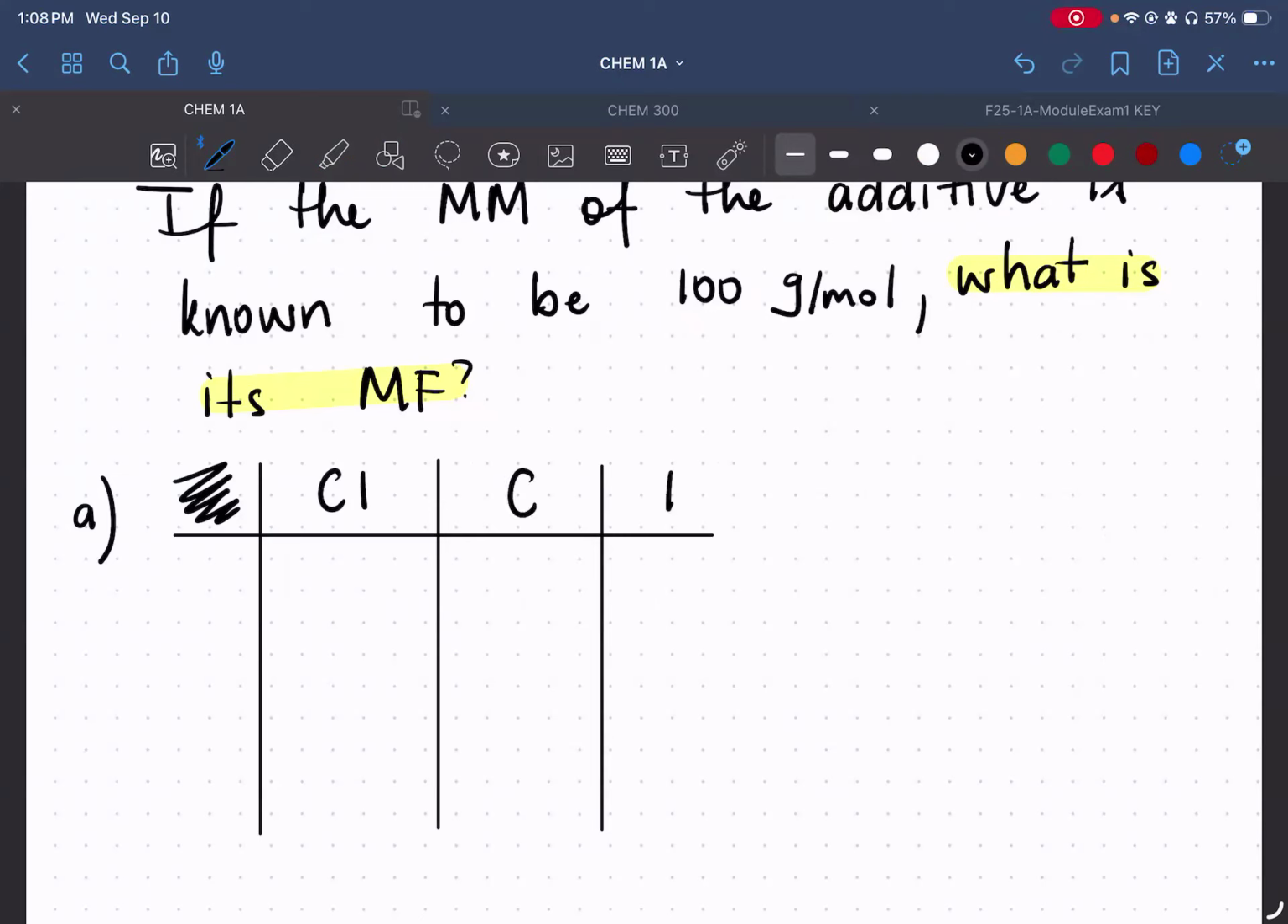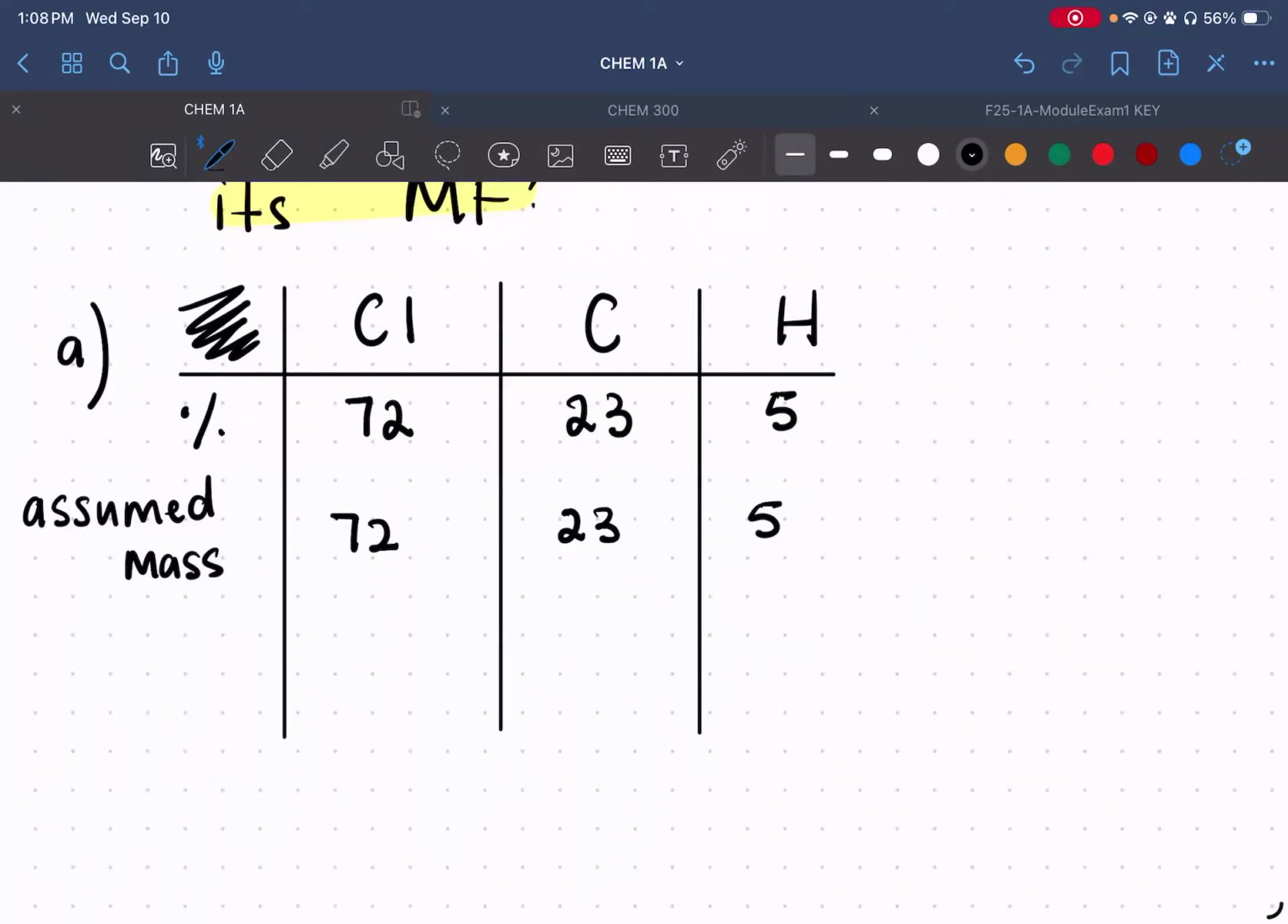Cl, carbon, and hydrogen. The very first thing we know is from the question, the percentages, 72, 23, and 5. That's straight from the question. From there, we're going to assume the mass. Assuming that the total mass is 100, it's just the exact same set of numbers, 72, 23, and 5. From the assumed mass, we can then calculate the number of moles.